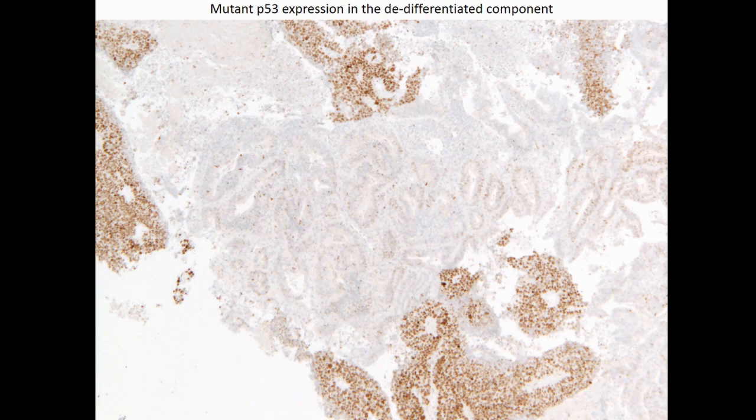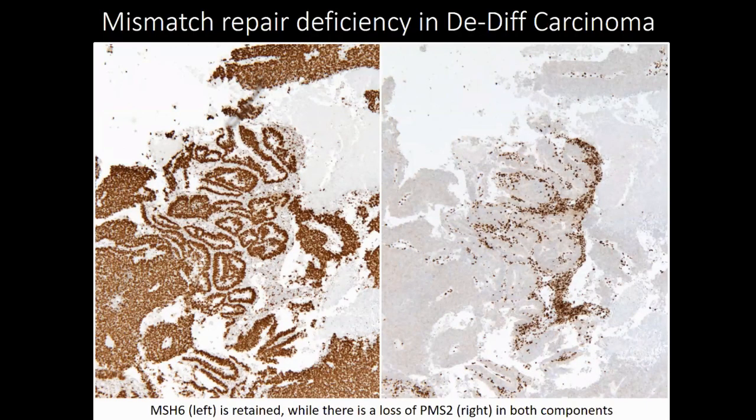And mismatch repair staining in this case shows you that MSH6 on the left is retained in all of the tumor. However, on the right, PMS2 is lost, and that means that MLH1 was probably lost. So this is a mismatch repair deficient tumor, and that actually is somewhat supportive of an undifferentiated or dedifferentiated carcinoma. So that's a nice finding to help back up your finding of saying, well, hey, this is a dedifferentiated carcinoma and not a grade 3 endometrioid carcinoma.